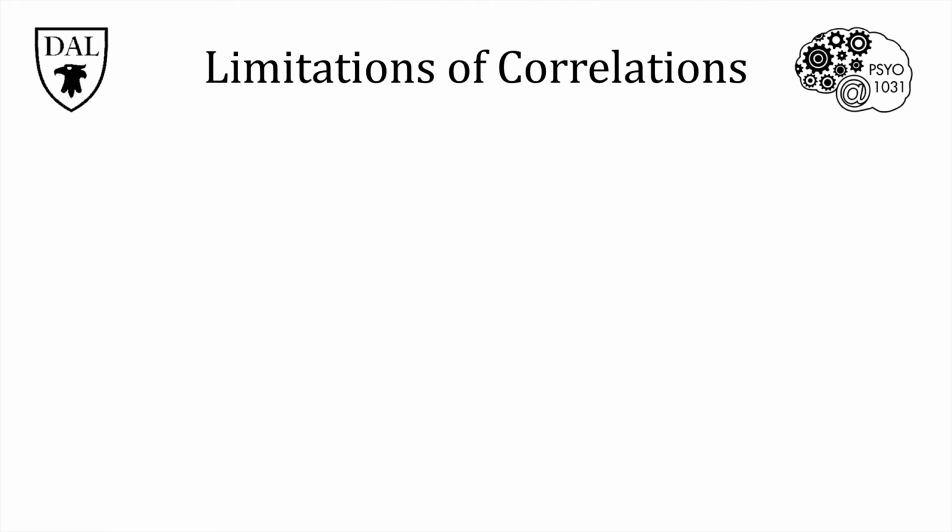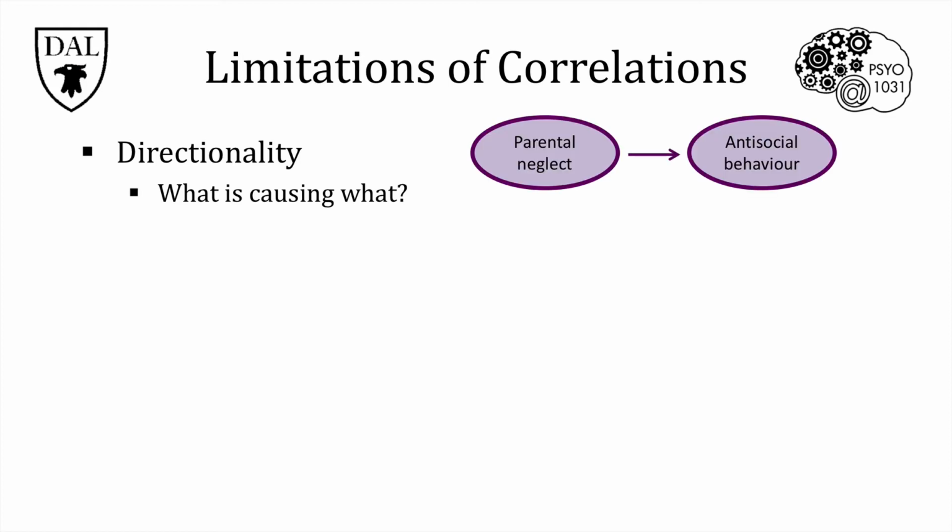The biggest limitation of correlational design is that they cannot determine causality. One reason for this is the directionality problem, meaning that it's not possible to tell the direction of causation. Imagine you found a strong correlation between parental neglect and antisocial behavior in children. You might conclude that neglect of the parents caused the kids to develop this type of behavior.